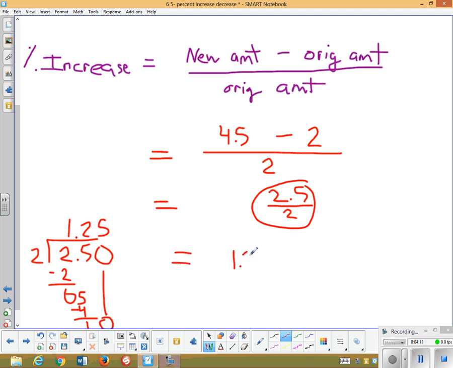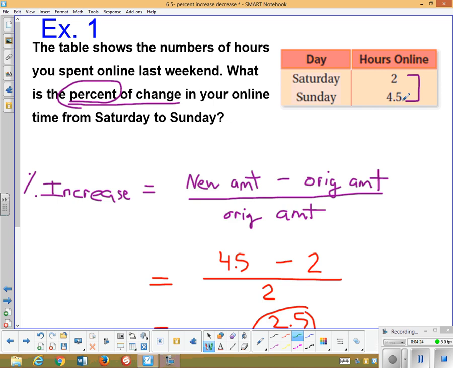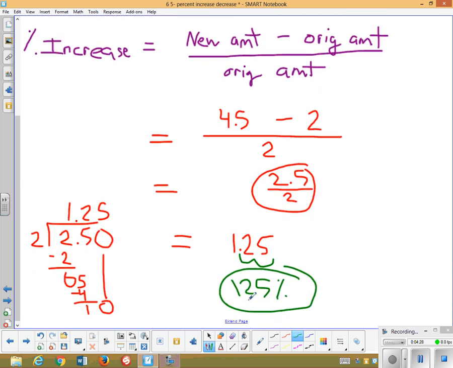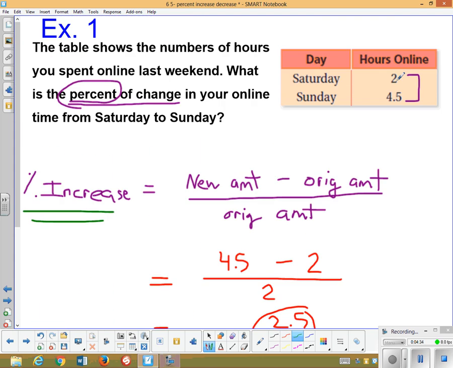So what does this 1.25 mean? Is that my percent? Not yet. We need to move it to the right. Now it's a percent. So my percent is 125. What does that mean? It means that from Saturday to Sunday, I not only doubled my time 100%, I went ahead and had a 125% increase. So my increase was 125. Notice from here to here, it went up, so that's an increase, okay?